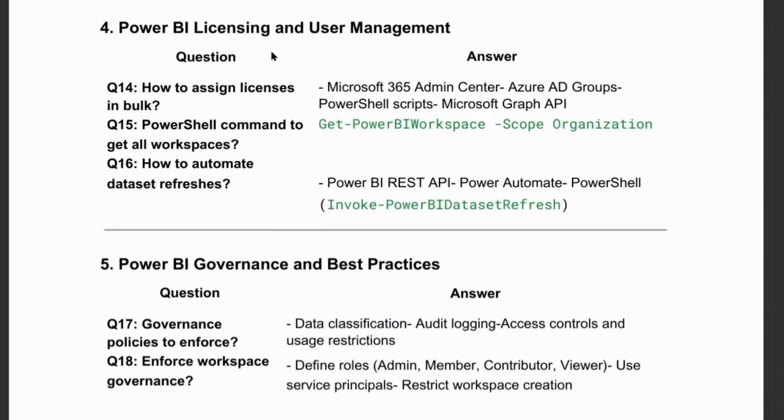The next set of questions will be on Power BI licensing and user management. How to assign licenses in bulk. You can use Microsoft 365 Admin Center, Azure Active Directory groups, PowerShell scripts, and Microsoft Graph API. PowerShell command to get all workspaces. So this is the PowerShell command: Get-PowerBIWorkspace -Scope Organization.